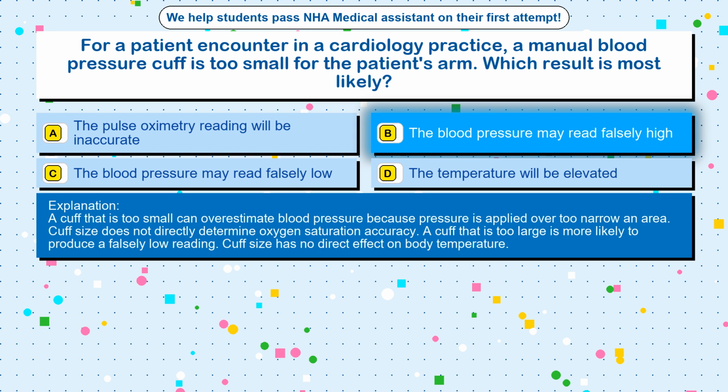A cuff that is too small can overestimate blood pressure because pressure is applied over too narrow an area. Cuff size does not directly determine oxygen saturation accuracy. A cuff that is too large is more likely to produce a falsely low reading. Cuff size has no direct effect on body temperature.